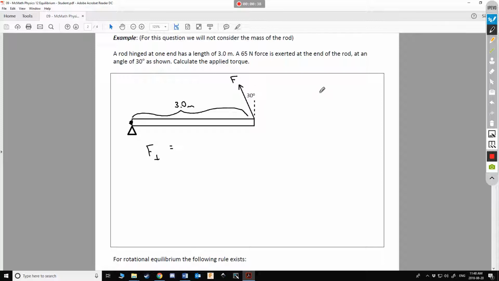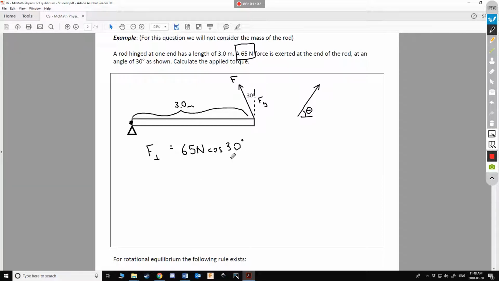In the previous question we drew it like this, and I gave you this angle. So you can see it's sine. But based on how I drew this picture, the perpendicular component, here, right here, Fy, that is going to equal to our force, 65 newtons. In this case, it's going to be cos 30 degrees.